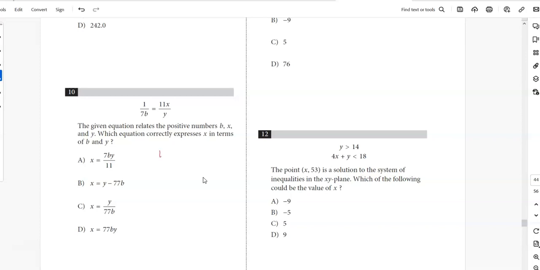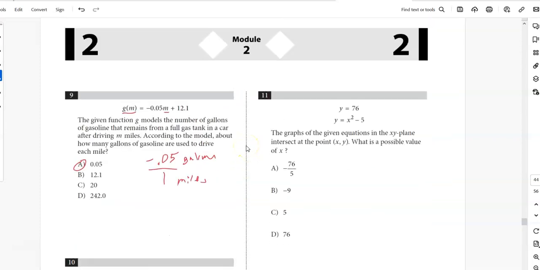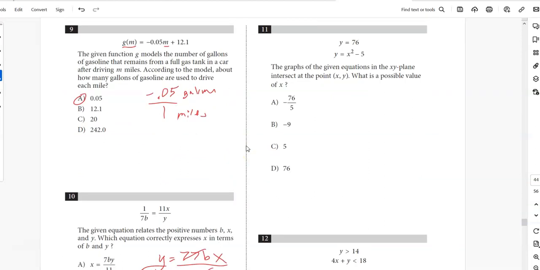So it looks like they're solving for x. I guess I'm going to cross multiply here. So y equals 7 times 11, which is 77bx. Divide by 77b, and you get x equals y over 77b, which is c. So that's a little bit of what's called a literal equation, where you're solving for variables.